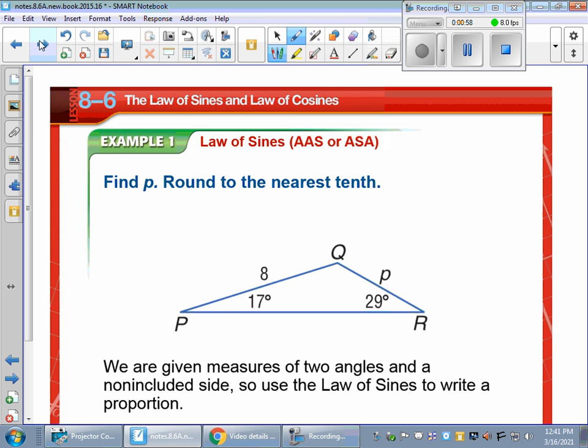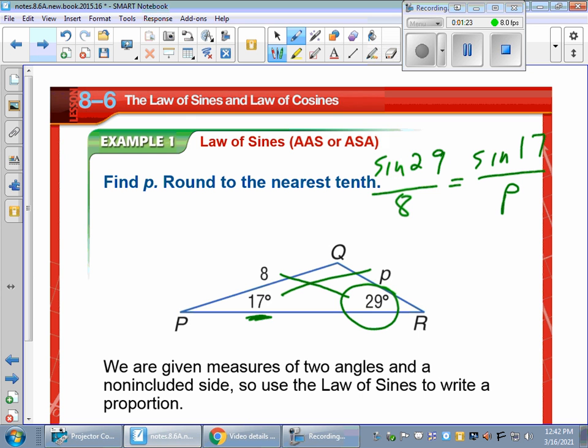First thing we want to do is find an angle and what we call an included side, which means a side opposite that actually has a number. So there's an angle, sine of 29. The side opposite of that is 8, so you set up that fraction. This is the other angle they give us. We want to find p, so we go the sine of 17 over side p. From here, we are going to cross multiply and solve, so p times the sine of 29 equals 8 times the sine of 17.